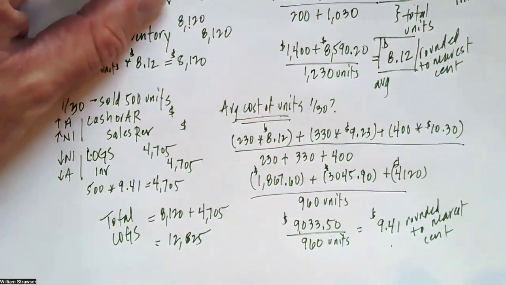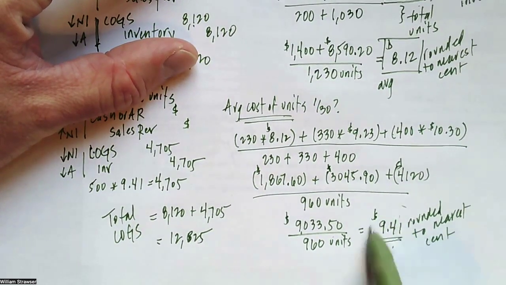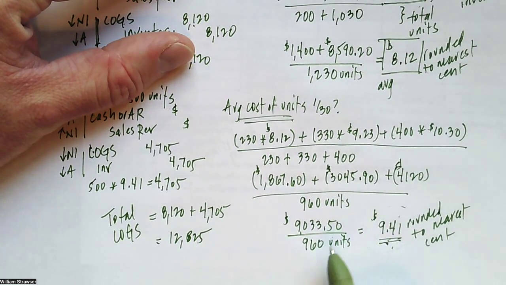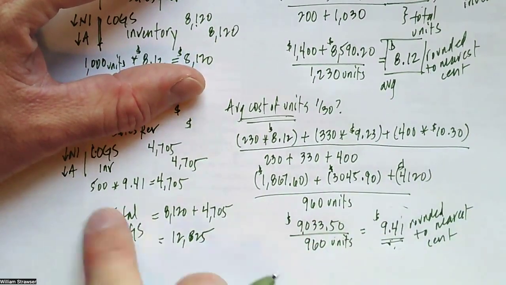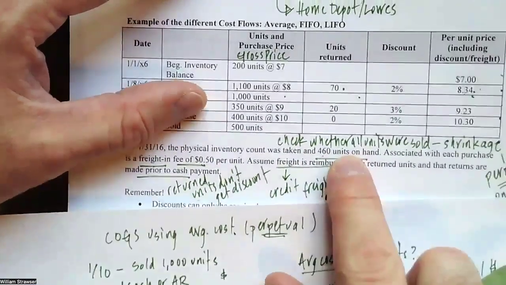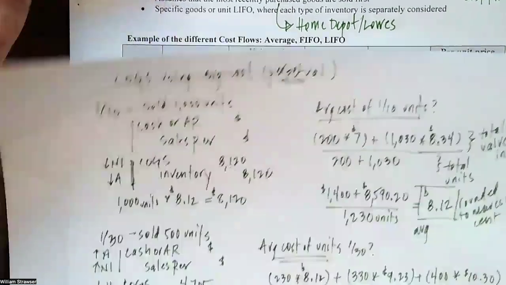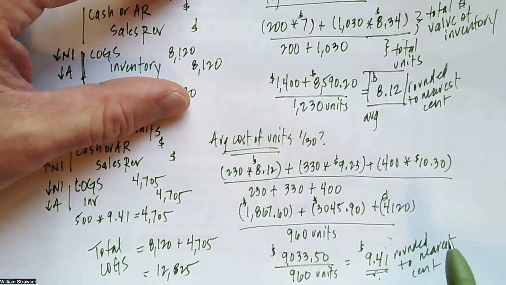To determine the ending inventory, remember under average cost, the average cost of my units is $9.41. And I had 960 available according to my purchases and my sales and my returns. And I sold 500 of them. So the number I would have remaining is 460. And that happens to exactly equal the number of units I counted on hand. So there was no discrepancy.